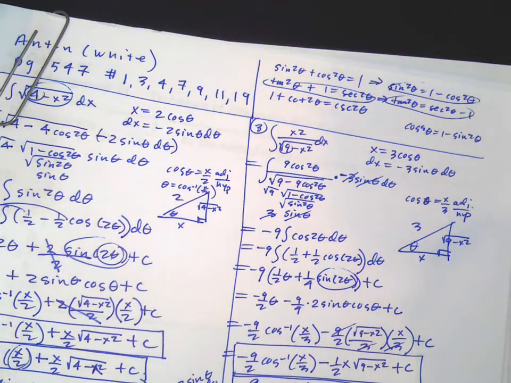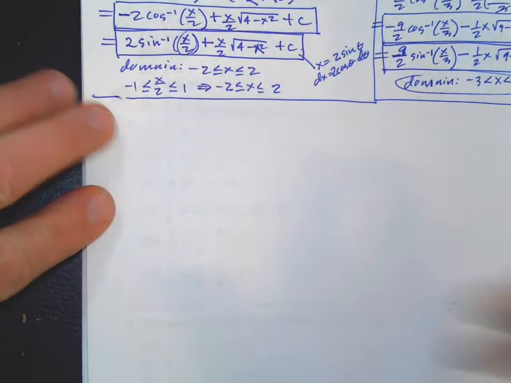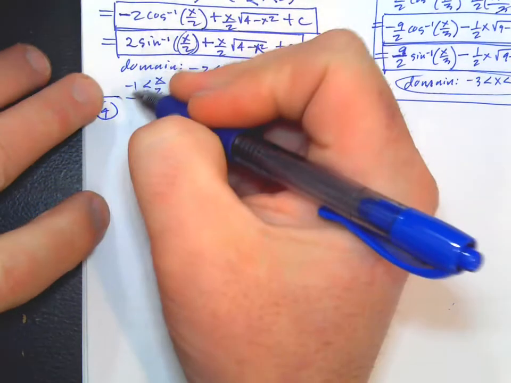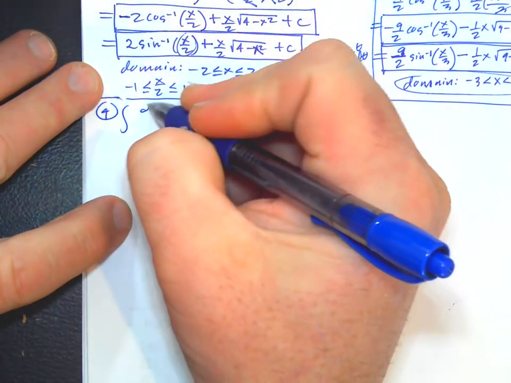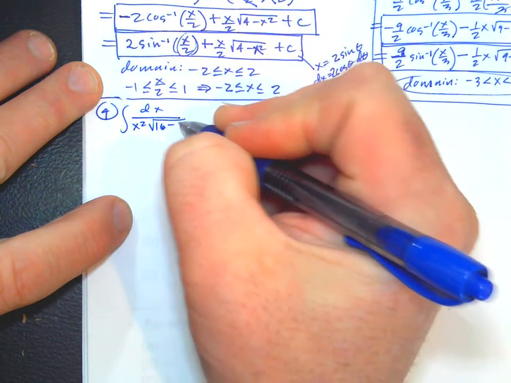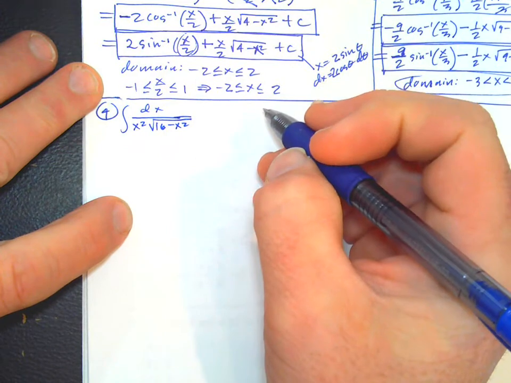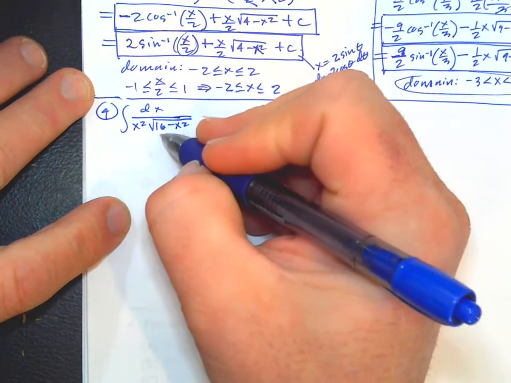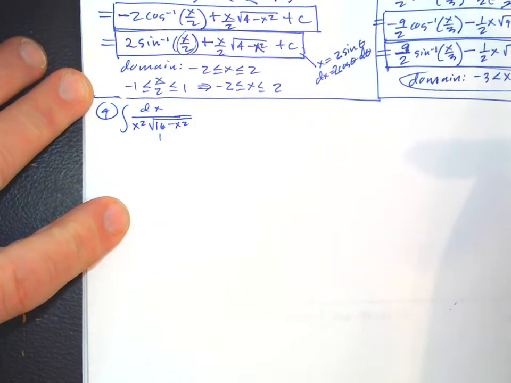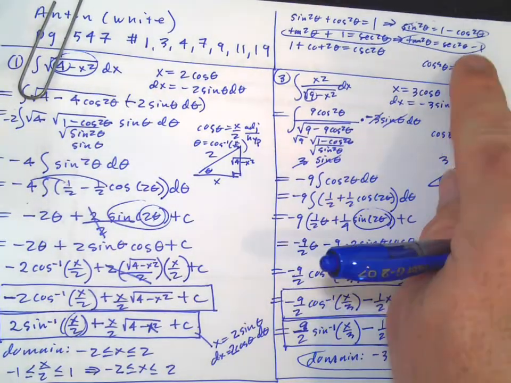Number 4 is the integral of dx over x squared, square root of 16 minus x squared. And the pattern I'm going to try and get a 1 here and minus something squared. So I think we're going to actually use the same one that we used on the last two.